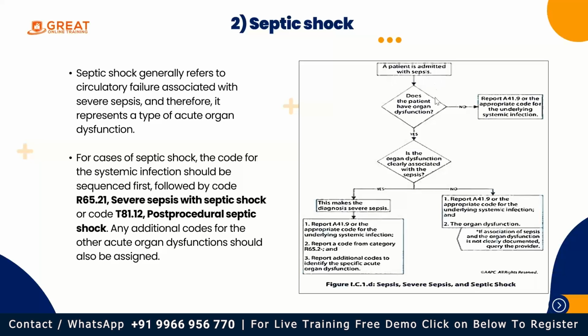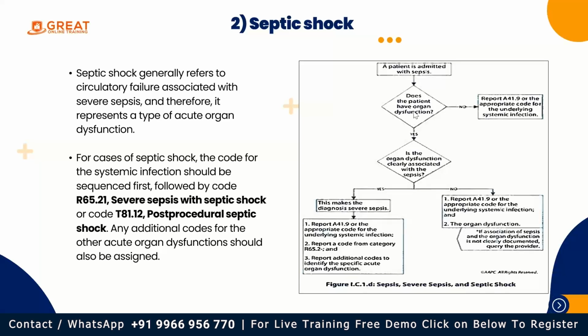The patient is admitted with sepsis. There is one question: does the patient have organ dysfunction? If there is no organ dysfunction, report A41.9 or the appropriate code for the underlying systemic infection. It means if the causal organism is there, we have to select our code accordingly.